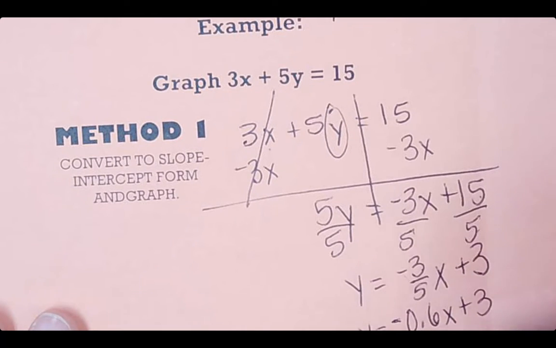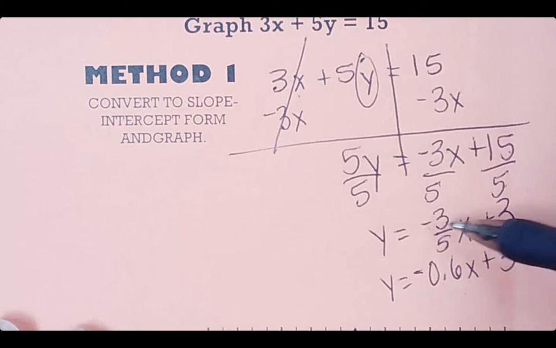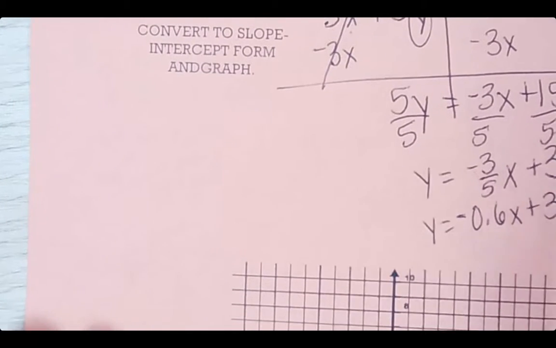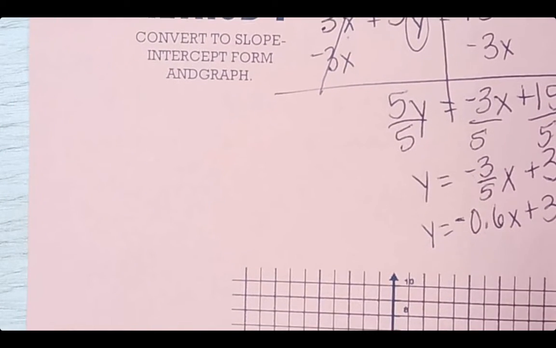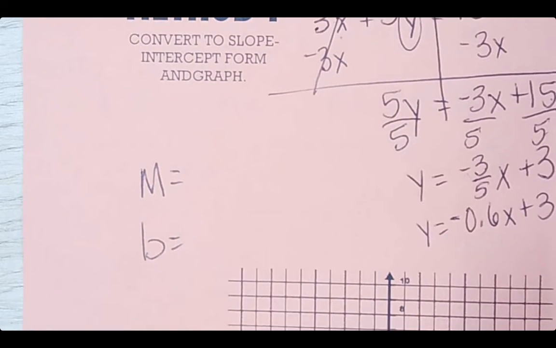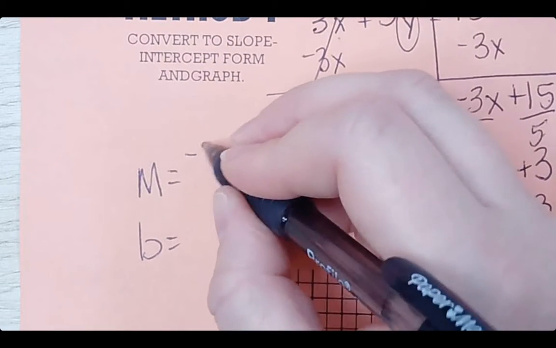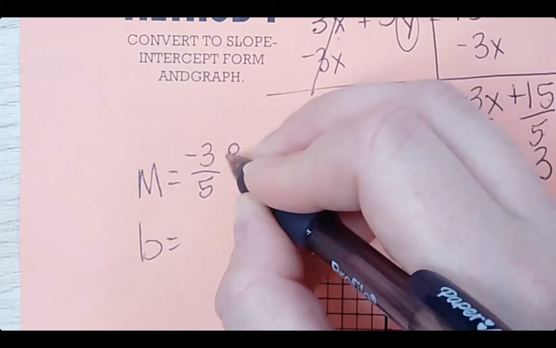So these are, of course, the same. I just wanted you to know that slope can also be written as a decimal. It doesn't have to be written as a fraction. Okay, and then what we need to do is graph it by using m and b. So your m is, I'm going to use the fraction because that's easier to graph, rise over run.